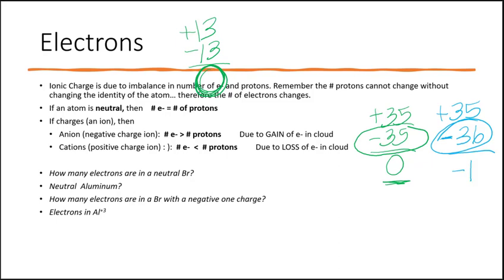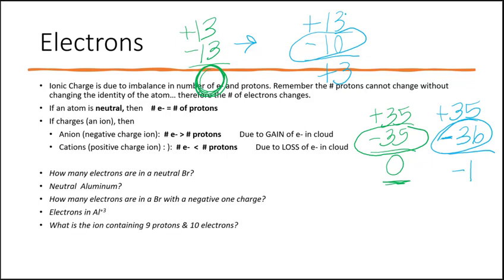Let's look at this one. How many electrons are in an aluminum +3 ion? Okay, well, let's look at this. We're going to take this example up here. Aluminum always has 13 positives. So how many electrons to have a +3 cation charge? If we look at 13 minus what is 3, hopefully you said, oh, 10. 10 electrons would give me that charge.